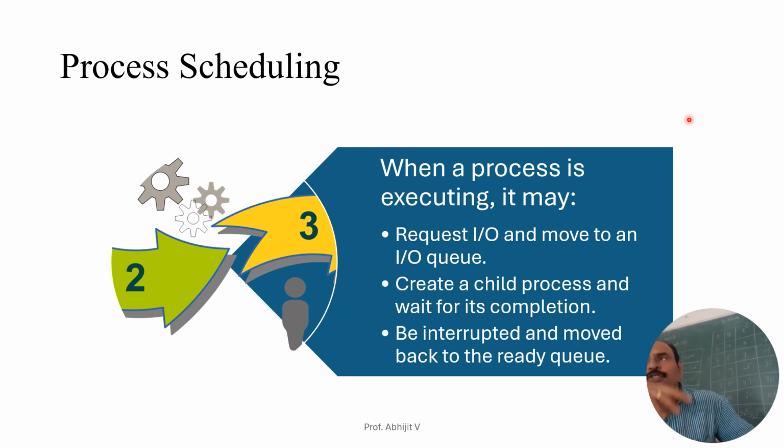So as soon as the process is initiated, the second stage is the running stage, right? When it is getting executed, these are the possible things that can happen. You're double clicking Microsoft Word, it is getting opened, and then you give Control P or you're giving something to the printer. What happens? It can request an input output and make an input output queue.